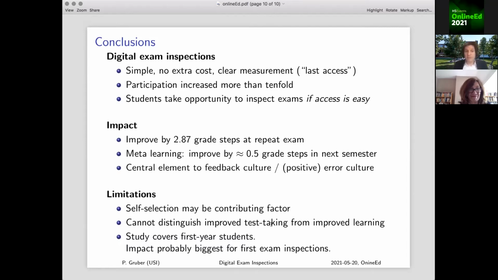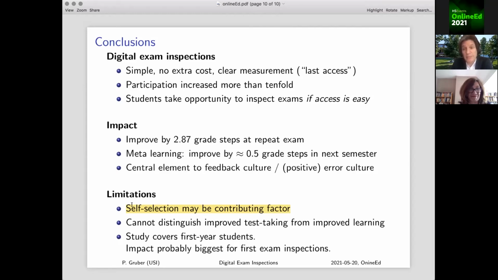There are 3 limiting factors that might reduce the results a little bit or the significance of the result a little bit. First of all, of course, this is self-selection. Students self-selected into whether or not they want to inspect the exam. And so it might be that more motivated students have self-selected into looking at the exam. But I would say this is not a very large factor for a very simple reason.